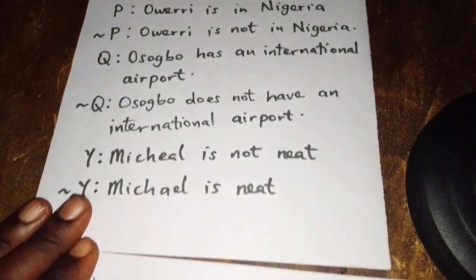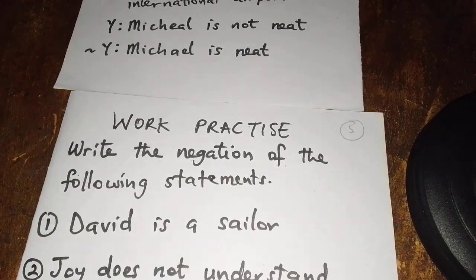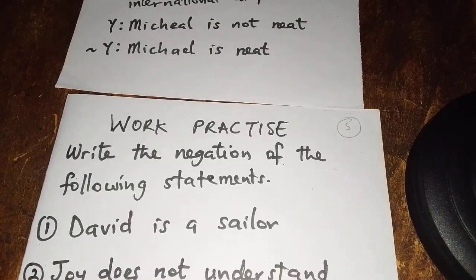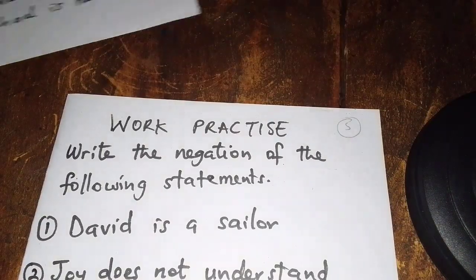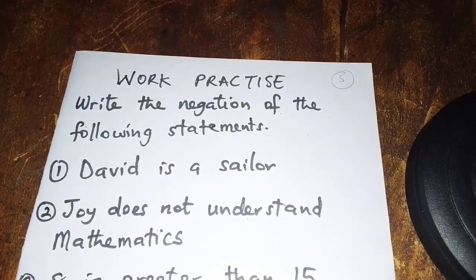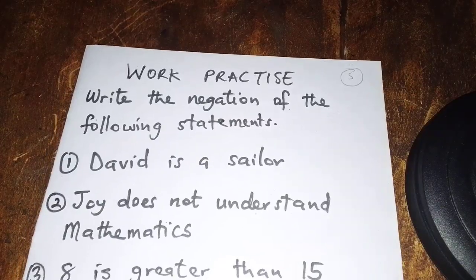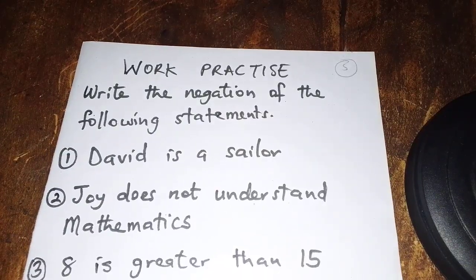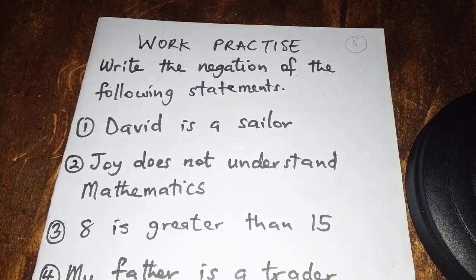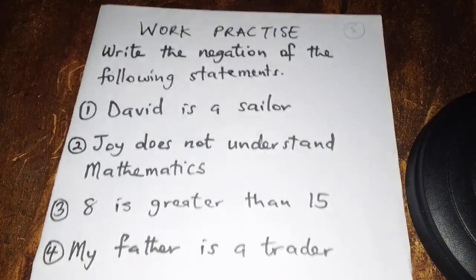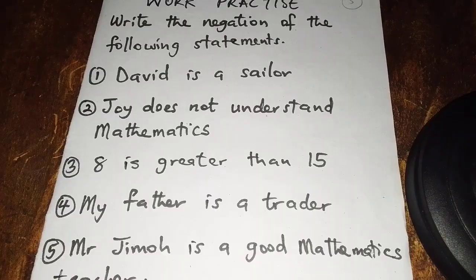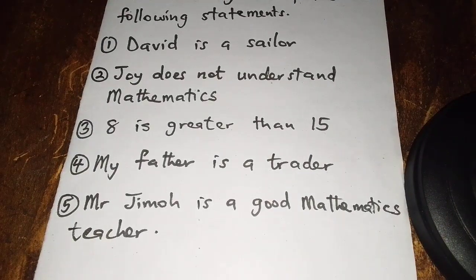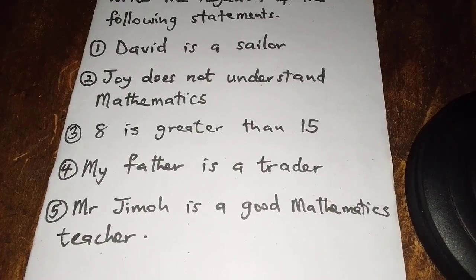Now, for your work practice, you are going to do this. Work practice: write the negation of the following statements. Number 1, David is a sailor. Number 2, Joy does not understand mathematics. Number 3, 8 is greater than 15. Number 4, my father is a trader. Number 5, Mr. Jimoh is a good mathematics teacher.